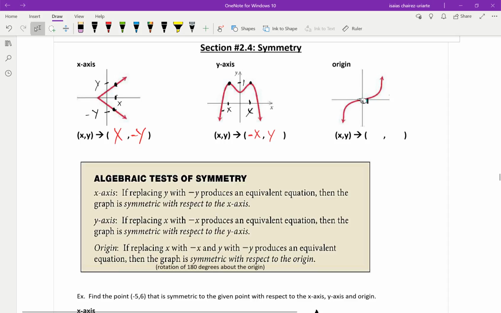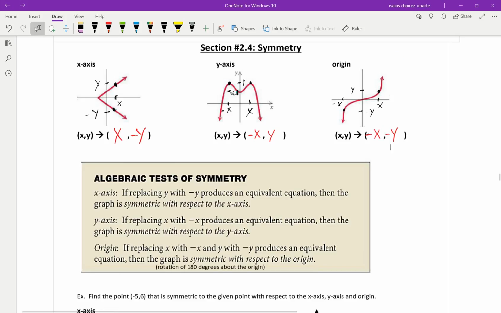Imagine putting a little nail right at the origin and you rotate your graph 180 degrees. Does it land back on itself? If it does, you have symmetry with respect to the origin. Here what happens is that if you have the point x comma y, then you should also have the point negative x comma negative y. So if you have the point x comma y, you should also have the point negative x comma negative y.